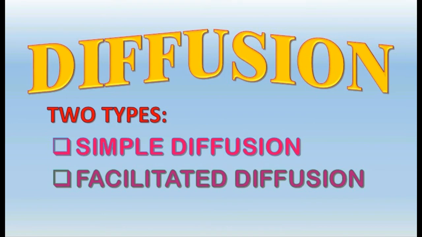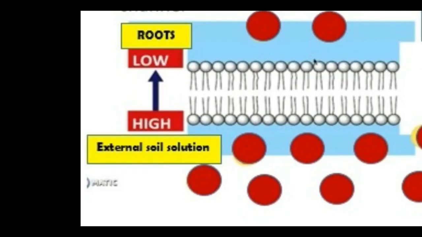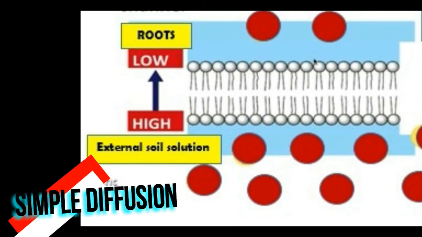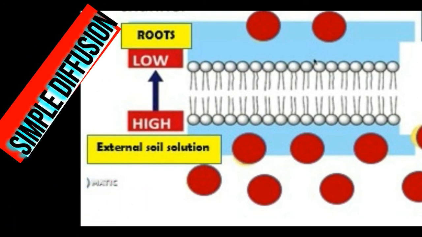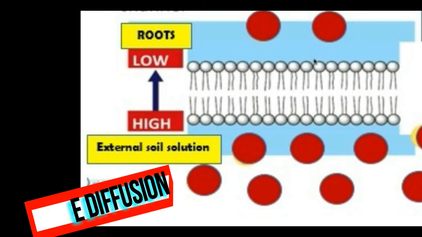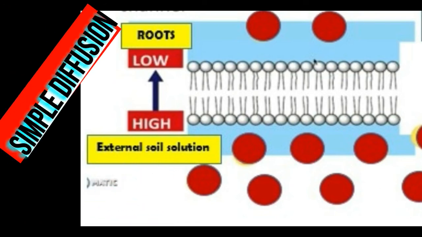There are two types of diffusion: simple diffusion and facilitated diffusion. In simple diffusion, the molecules move from high concentration to low concentration without a protein channel or any help at all. Certain molecules can move directly across the cell membrane and don't need help at all. They can walk right through the walls.